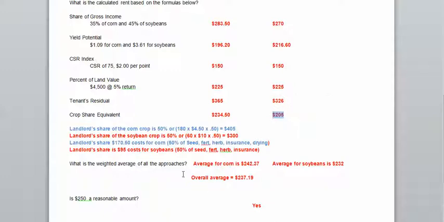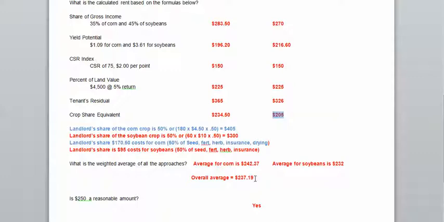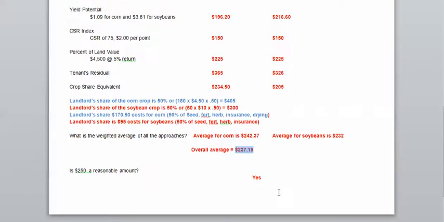Okay, so what's the weighted average of all approaches? Well, we're going to add up all of the rents for corn, divide by 6 to get an average for the corn. We're going to do the same thing on the soybeans, add up the 6 different rents, divide by 6. And you see we have a slightly lower rent for soybean and a slightly higher for corn. We average the two of those to get an overall average of $237.19. So the last question is $250 a reasonable amount?